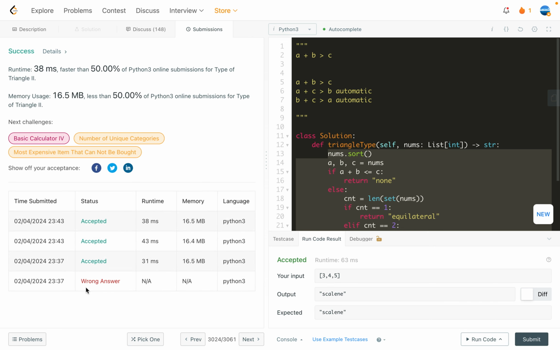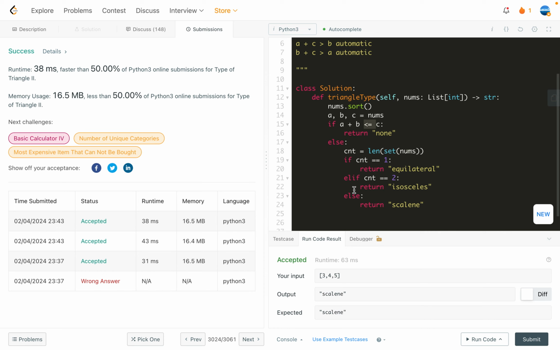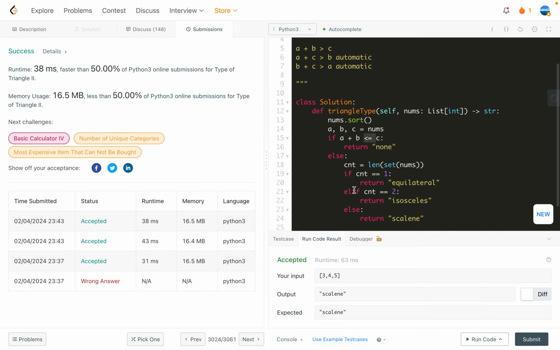In my first try, I wrote less than, so you need to pay attention to less than or equal to, right? With that said, I guess that's it for this current problem.